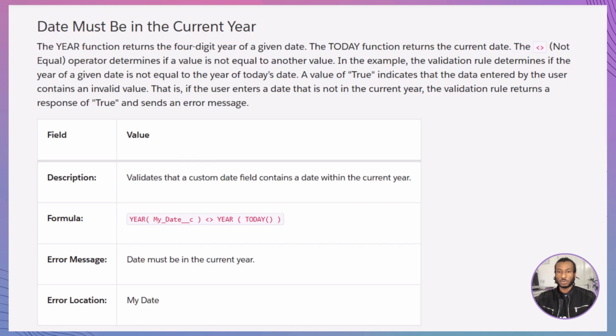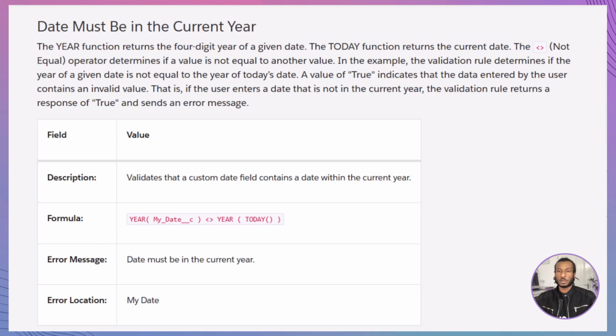The formula we'll use combines two simple functions, YEAR and TODAY. Here's how it works. The YEAR function pulls the year from the date field you're validating, while the TODAY function gives us the current date. By comparing the two, we can ensure the entered date is from this year.